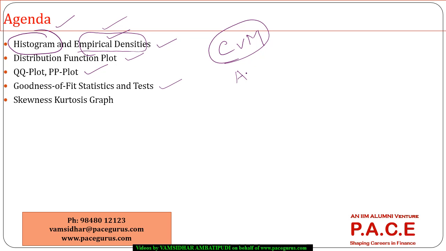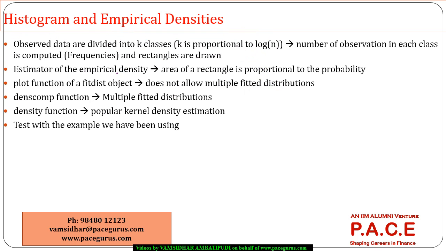Apart from Akaike information criteria as well as the Bayesian information criteria, we will have a quick discussion about them. And finally, we also have the Skewness-Kurtosis graph, which represents the level of adequacy of a particular model to a particular data set. So all these things we will try out with the one single example that we have used earlier. So let's go ahead.